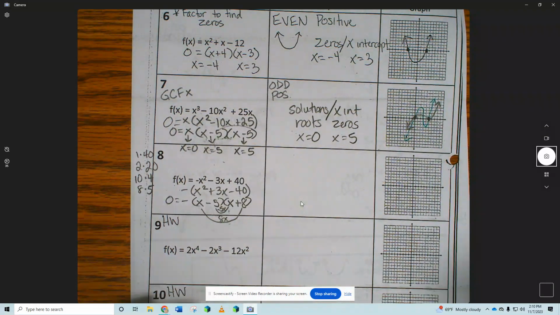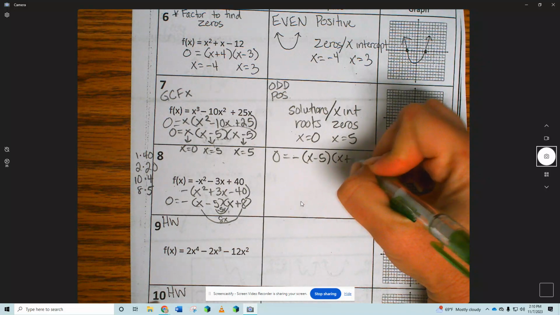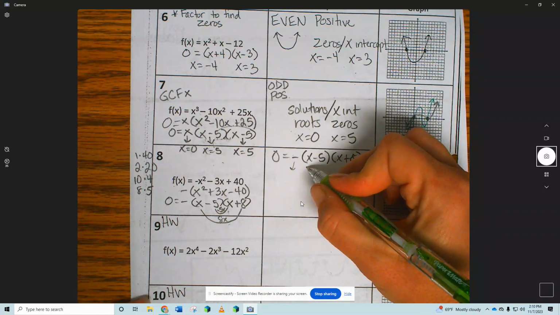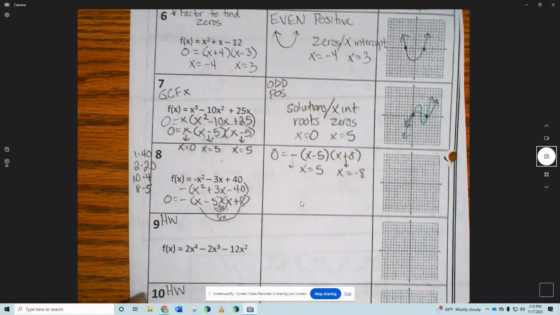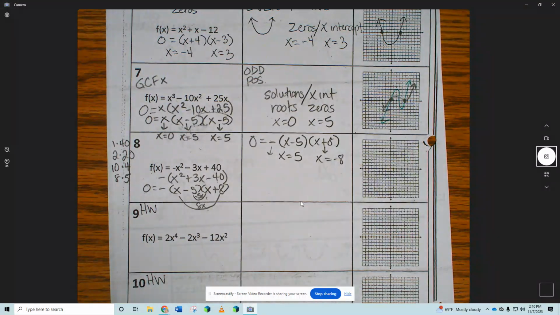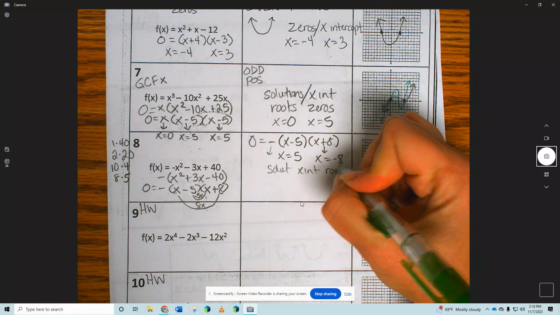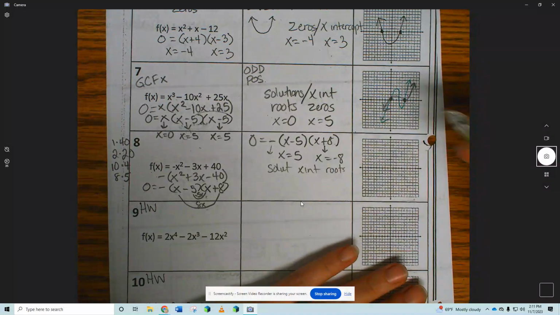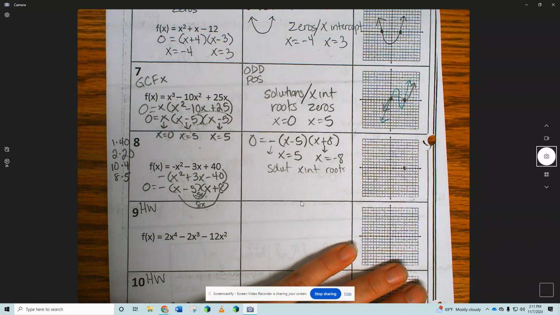So here's my parentheses. X minus 5, x plus 8. Set each thing equal to 0. Obviously, I can do nothing with the negative sign. X equals positive 5, and x equals negative 8. True? Those are my x-intercepts, solutions, roots. Can you please put a dot at 5 on the x-axis? 1, 2, 3, 4, 5. Can you also put a dot at negative 8?